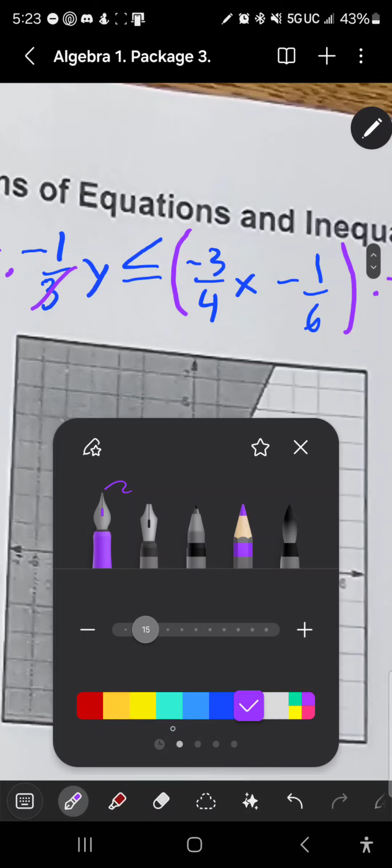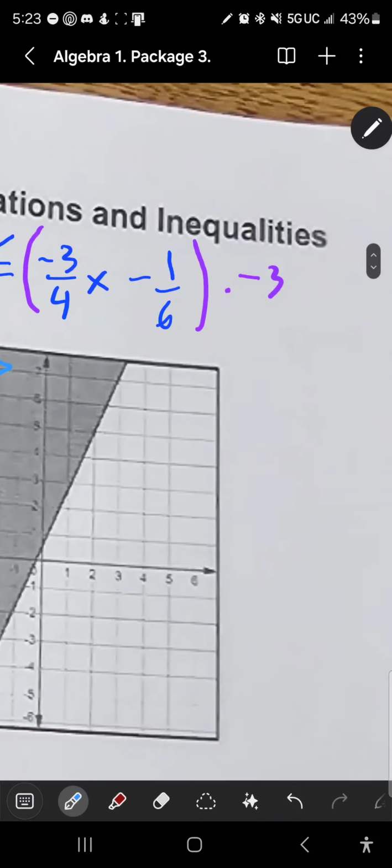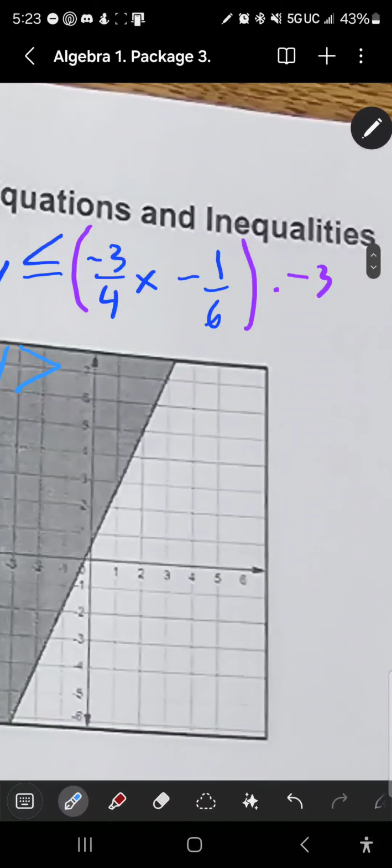And in this case, as I said before, if we are multiplying by a negative number, this sign right here flips. So it will be y greater than, and now we're multiplying by negative 3. So negative 3 times negative 3 is just a positive 9, because they have the same sign, so they become positive. So 9 over 4, and now x.